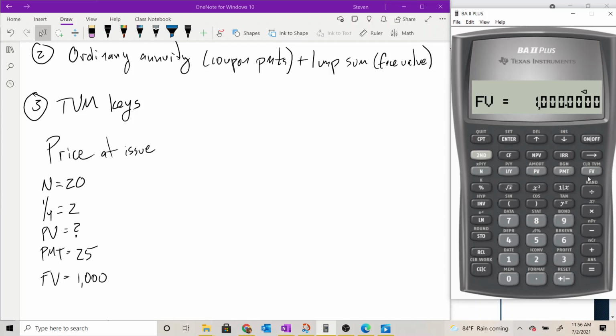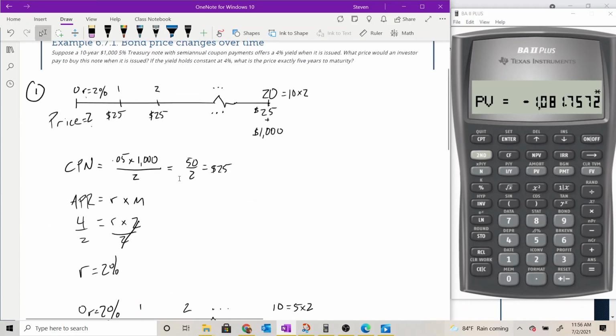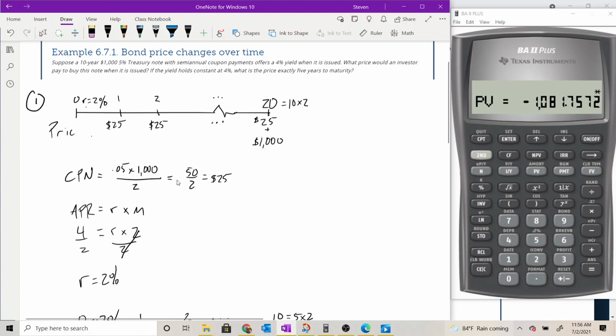Okay, we have values stored on 4 of the 5 keys, so the calculator can solve the 5th one for us. We do that by hitting compute PV, so that's what we're looking for in this case. And the price of the bond at issue, given a 4% yield, is $1,081.76, roughly. If we put that back up on our timeline, the price of the bond is the present value of the promised future cash flows discounted at the yield to maturity. Okay, so that's the price at issue.